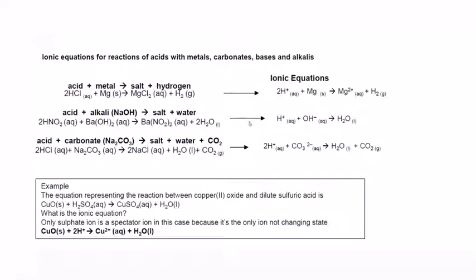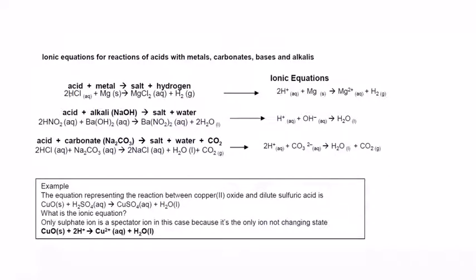Different reactions, we can write an ionic equation. For example, the first, hydrochloric acid is reacting with magnesium. So when magnesium reacts with hydrochloric acid, it gives magnesium chloride plus hydrogen. So what we'll observe is bubbles.